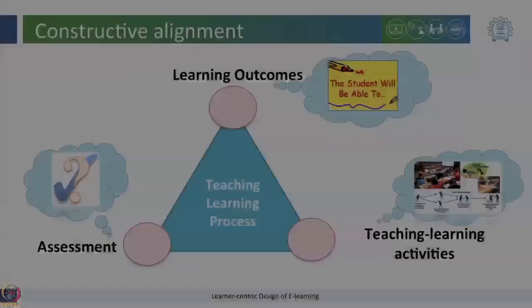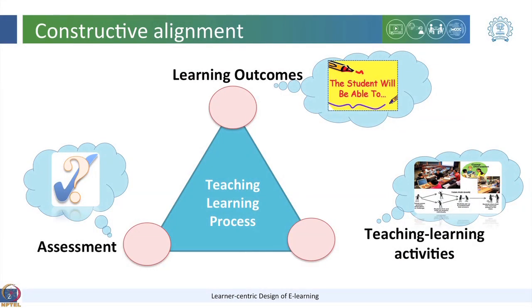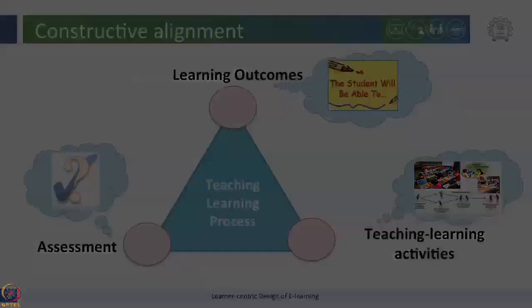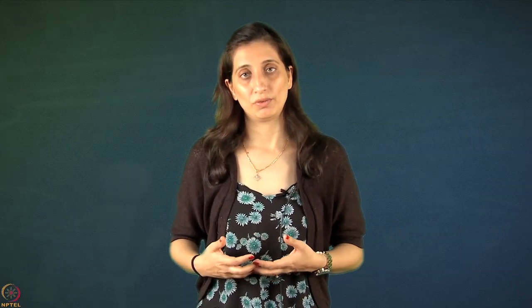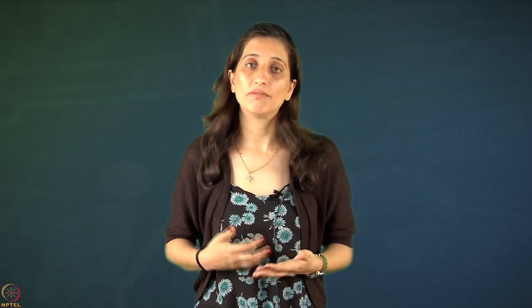Hello to all. In the last lecture, we saw that constructive alignment means creation of content where learning outcomes, learning activities and assessments are aligned to each other or are closely associated. The closer the alignment between the three, the more instructionally effective is e-learning. But how do we implement this approach on an e-learning platform?